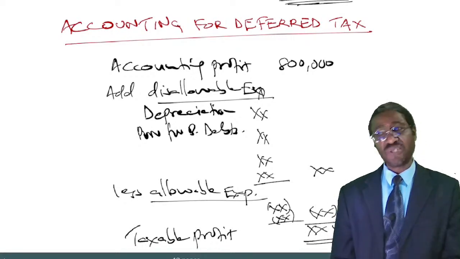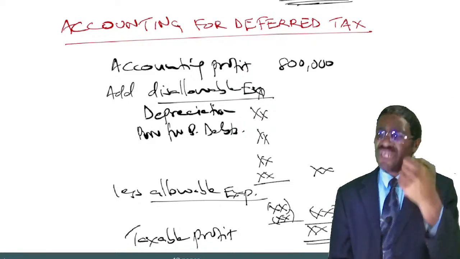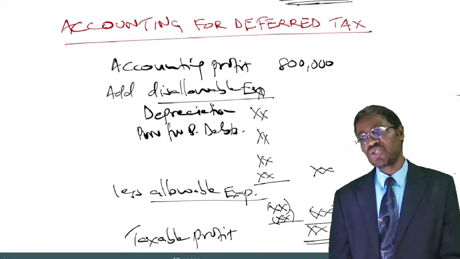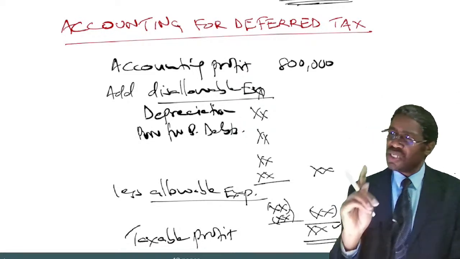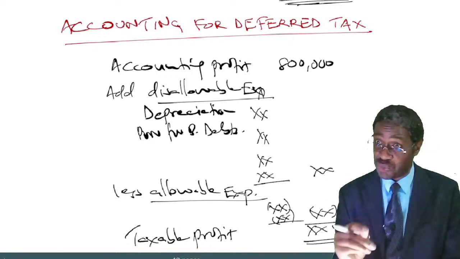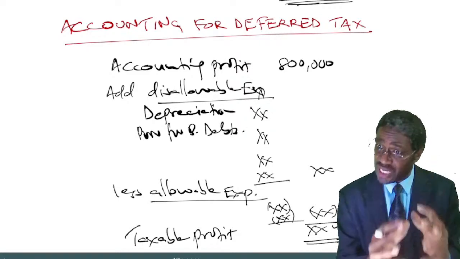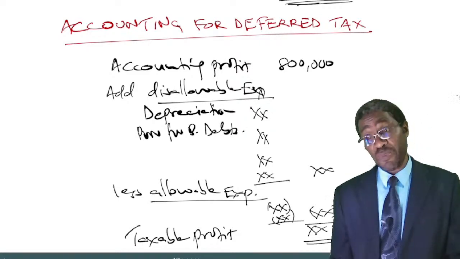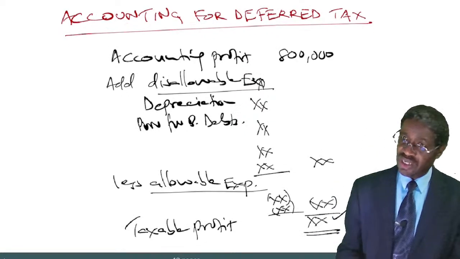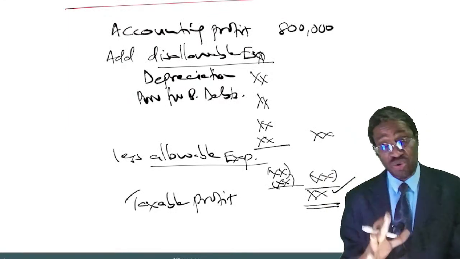For example, donations. When you give a donation to a political party, you as a company, that donation will not be recognized for tax purposes. So you could have recognized it as an expense in the income statement, but for tax purposes, it's not recognized. Good. Therefore, from the taxman's point of view, he will argue again.